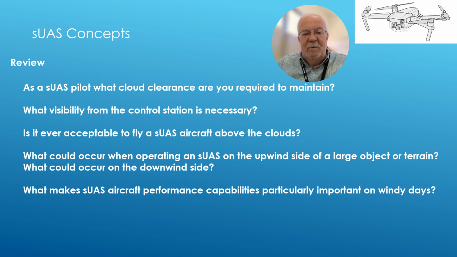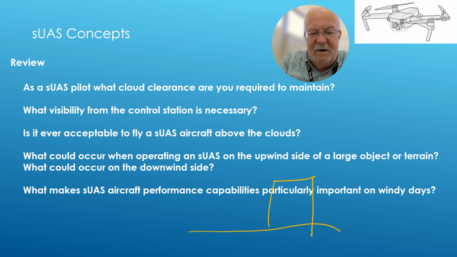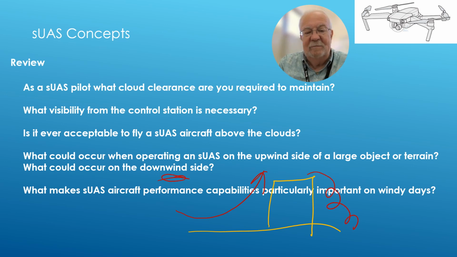What could occur when operating a UAS on the upwind side of a large object or terrain? Turbulence. Well, there'll be an updraft on the upwind side. In other words, where the wind, this is upward, by the way. Okay, large object. There's a tower, right? And the wind is blowing up there. There'll be an updraft, okay? On the downwind side, there's going to be turbulence down here.